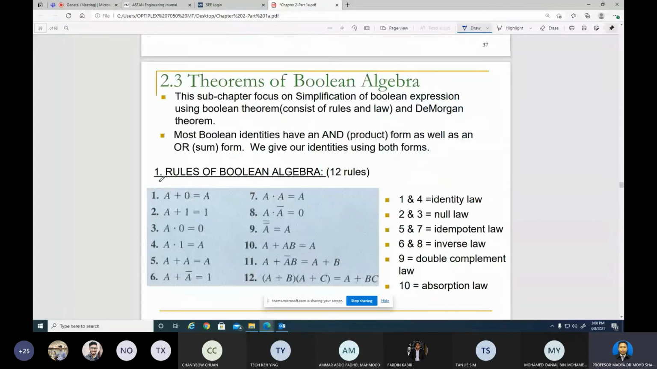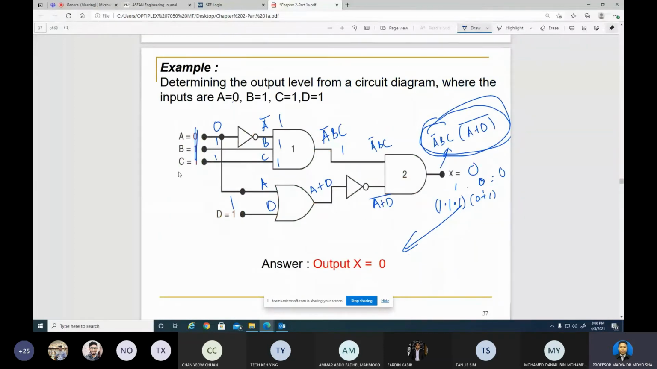Next, we go for the theorem for Boolean algebra. For this subchapter, we focus on simplification of Boolean expressions. So for example, like this, we have what we call a long expression. We can simplify this until we get a simple one.